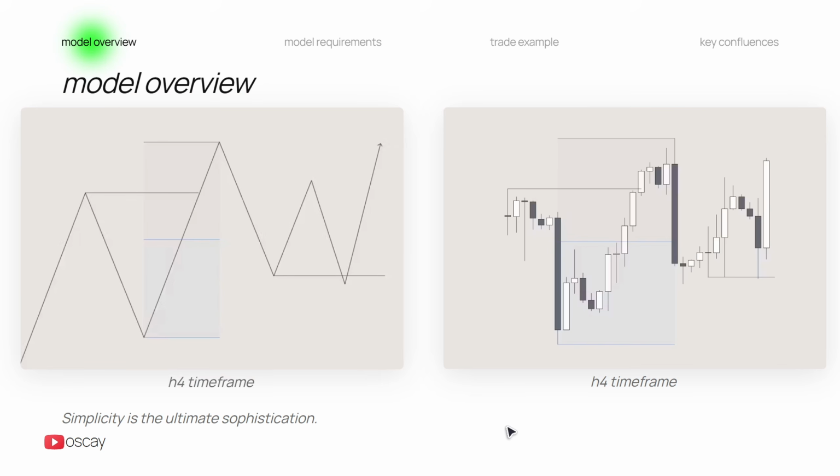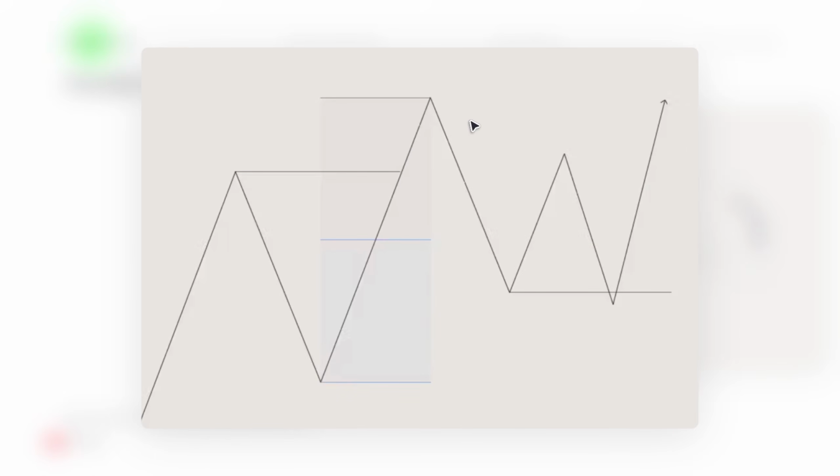We need a trending H4 market for this model. In this example right here, just imagine this being the H4 time frame. After we break the previous leg's high, this becomes our new dealing range, this low to this high. In this dealing range, we want to see price retrace to discount, but we're not going to buy too early.